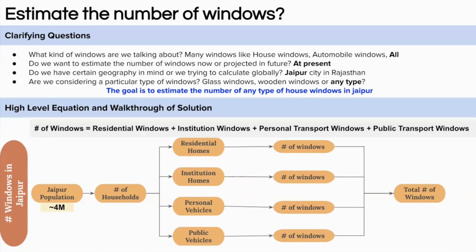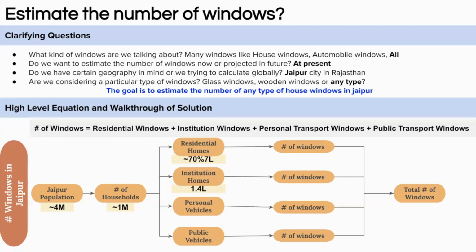Jaipur population is around 4 million. We can assume 4 people per household, so the number of households would be around 1 million. Let's assume that 70% of households live in buildings which have windows. Other households may be living in houses which are not proper houses having windows, like slums or huts, right? So we have 7 lakh homes. Now to estimate the institutional buildings, let's assume that 20% factor, like we discussed before. So if there are 7 lakh homes, then there would be around 1.4 lakh institutional buildings, 20% of 7 lakh. That is how we got this number.